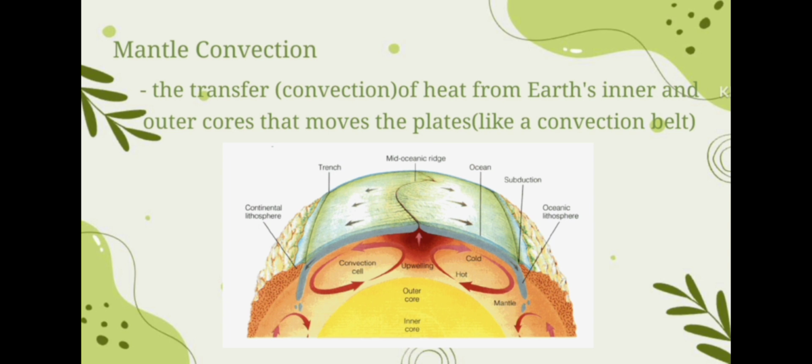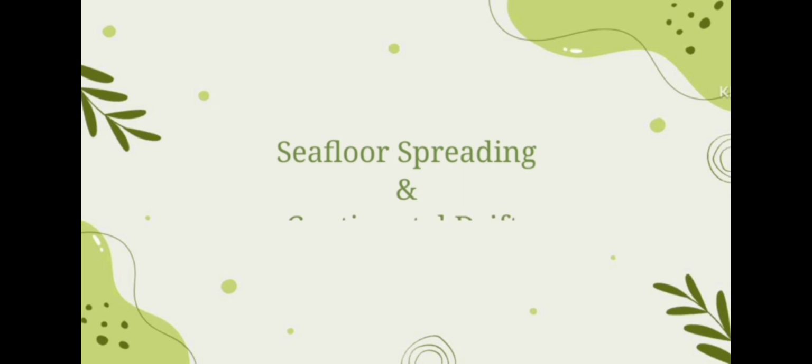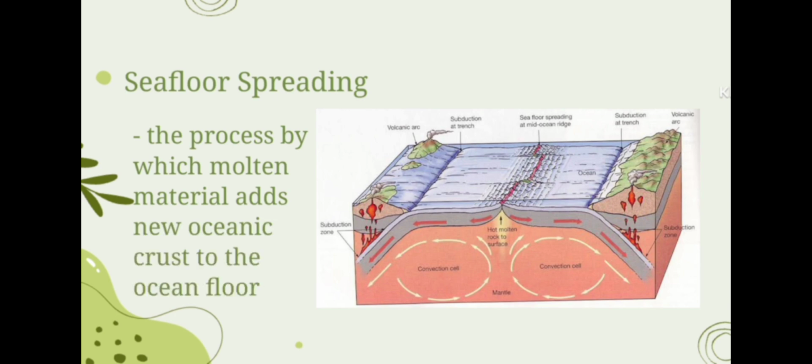The rising and sinking of the material in the mantle create forces that push and pull the tectonic plates, leading to seafloor spreading and continental drift. So, what is seafloor spreading? Seafloor spreading is the process by which molten material adds a new oceanic crust to the ocean floor.